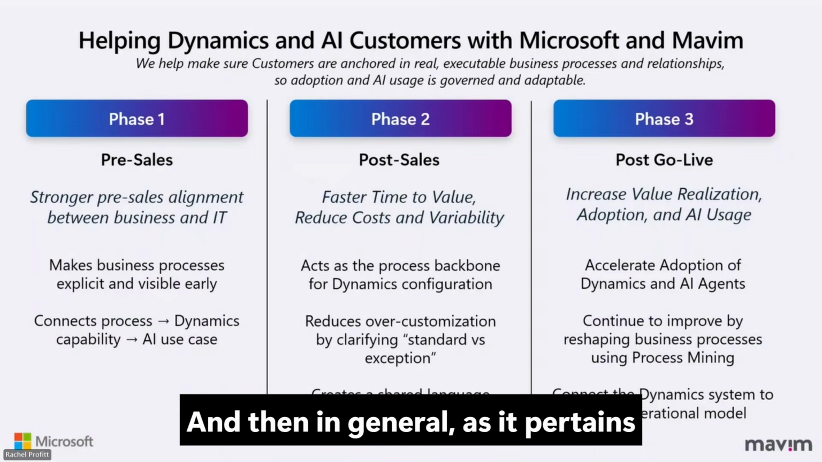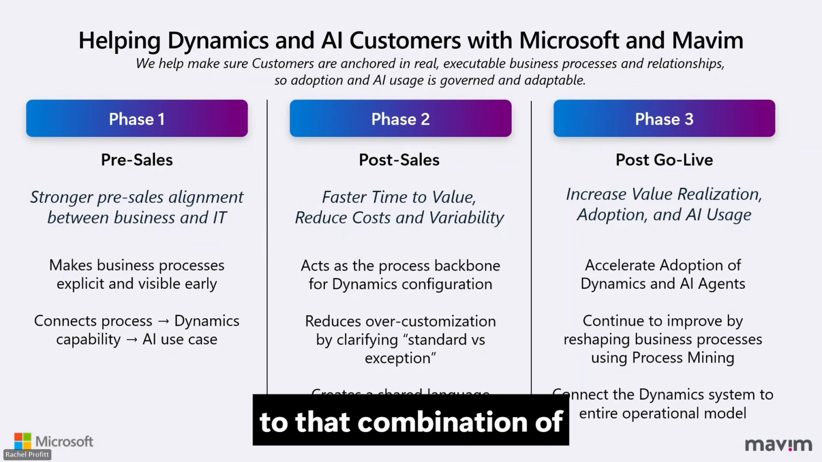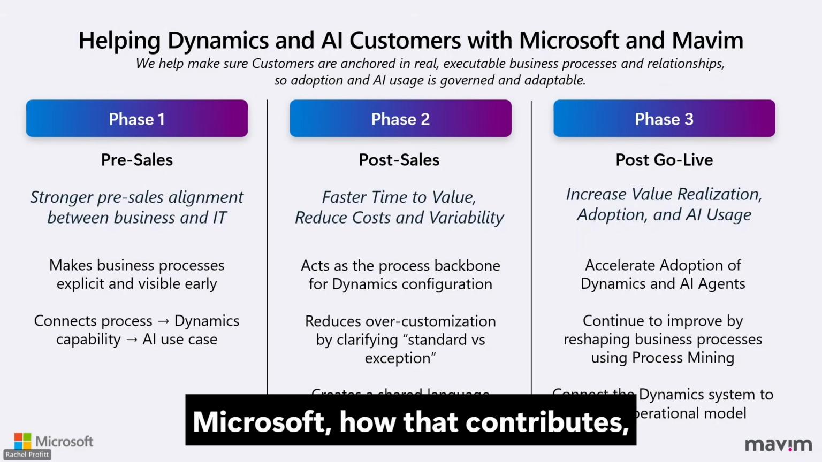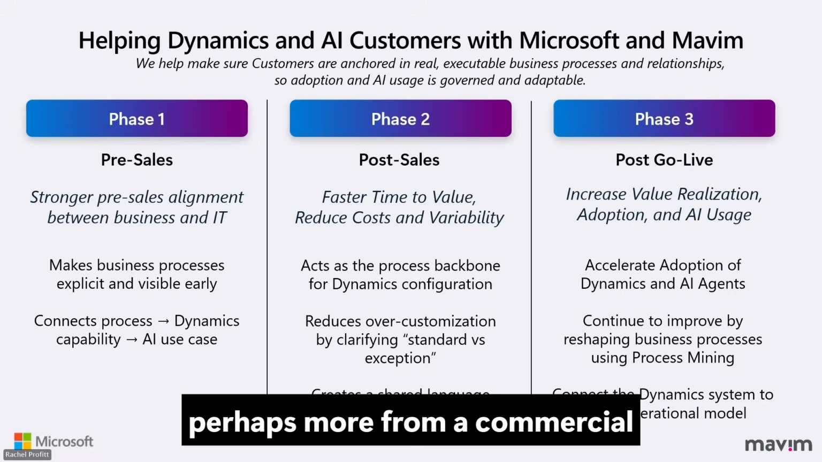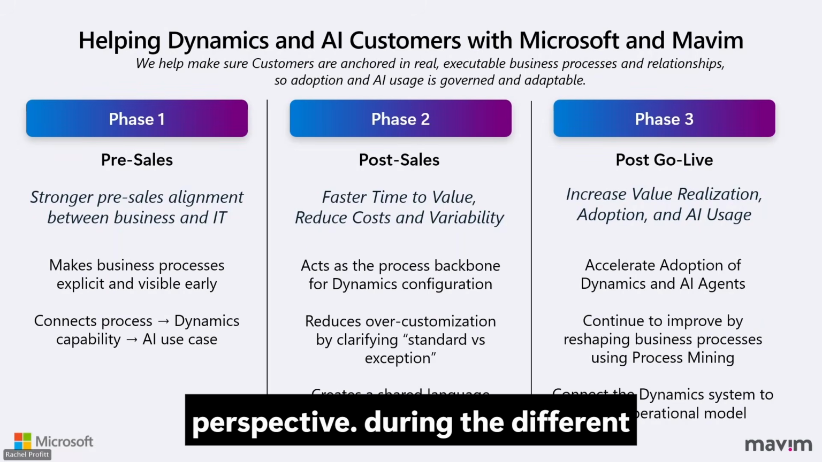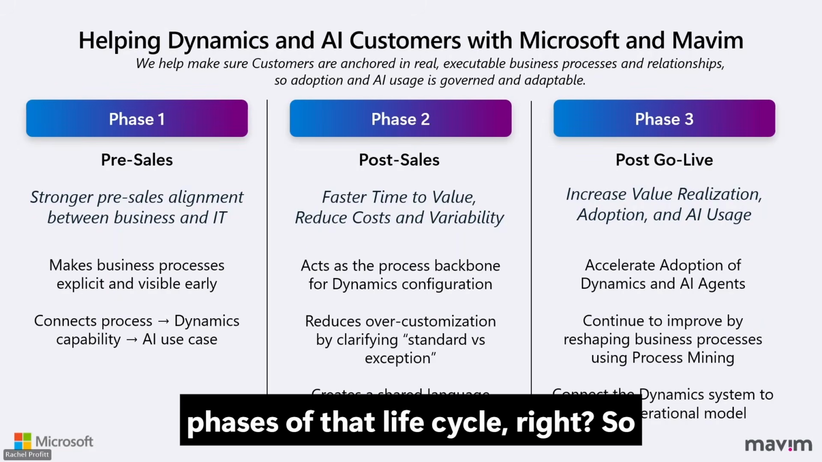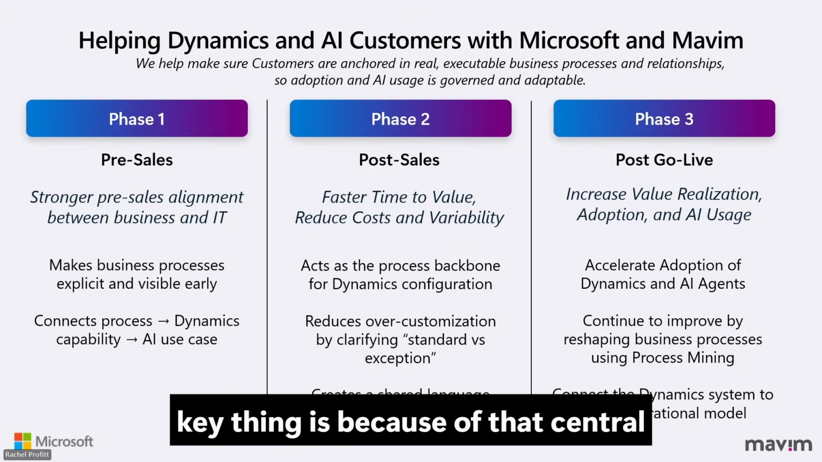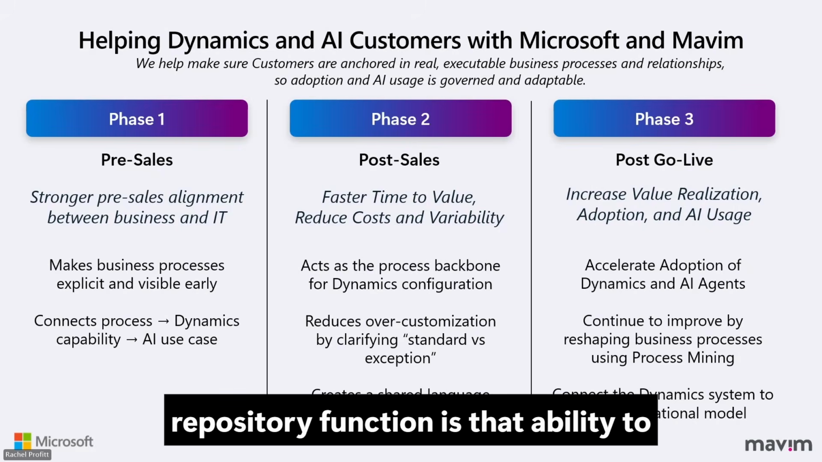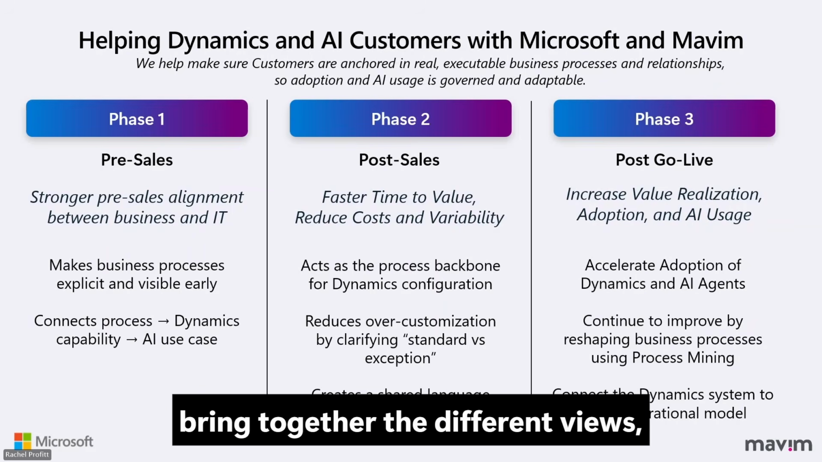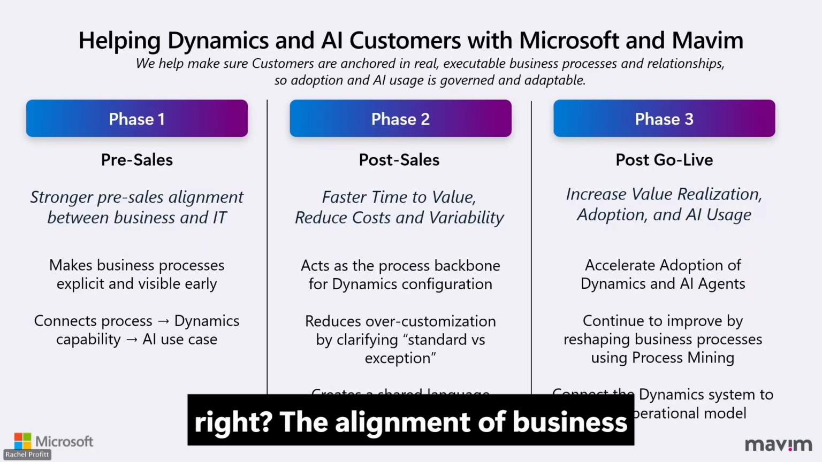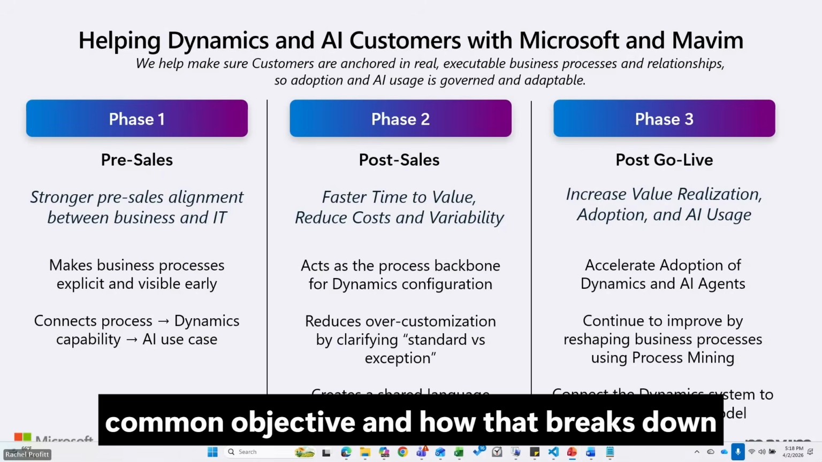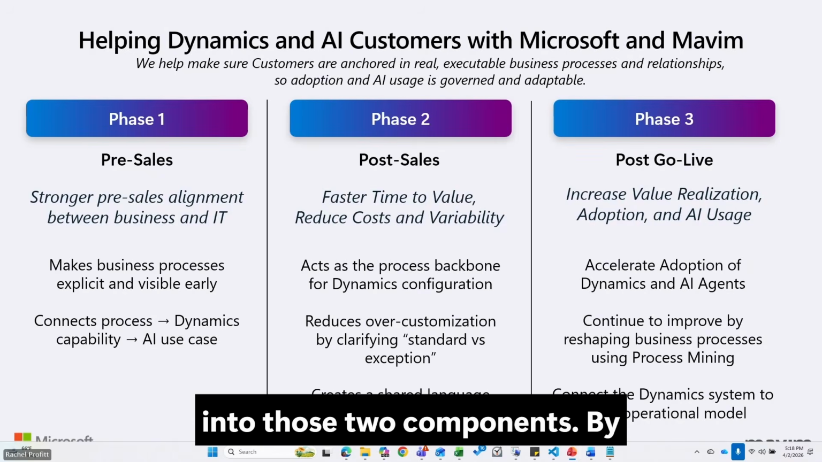And then in general, as it pertains to that combination of Mavim and the catalog itself with Microsoft, how that contributes perhaps more from a commercial perspective during the different phases of that life cycle, right? So starting with the pre-sales, the key thing, because of that central repository function, is that ability to bring together the different views, right? The alignment of business and IT and understanding the common objective and how that breaks down into those two components.